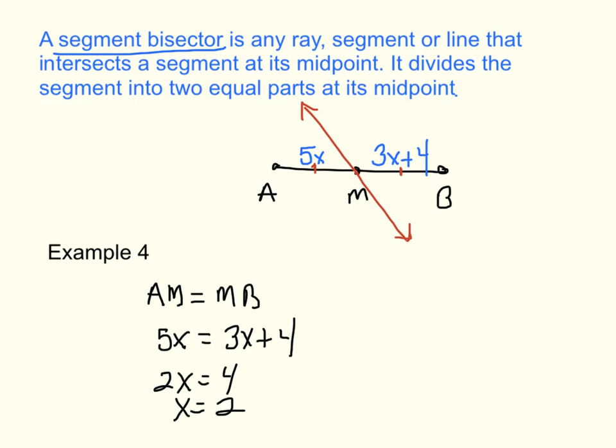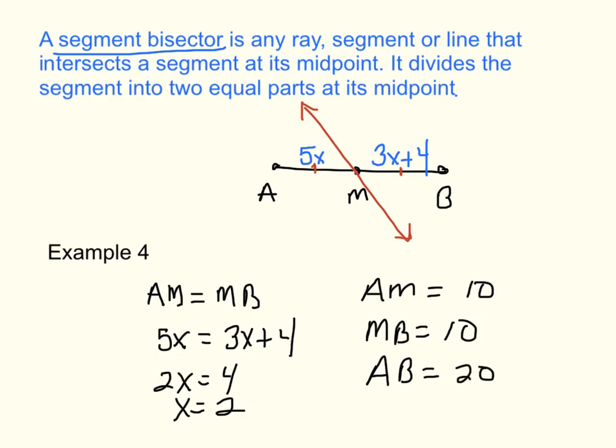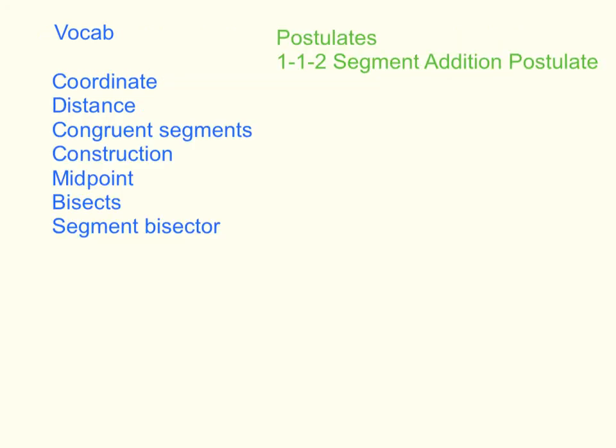Now, if I then asked you to find what is the length of AM, MB, and AB, you would take that 2 and plug it in. AM is 5x, so 5 times 2 is 10. We know MB has to be the same thing, and if you didn't, you could just plug it in and take 3 times 2 is 6, plus 4 is also 10. We know the length of the whole thing was double that, so it would be 20. So our answers would be a length of 10, a length of 10, and a length of 20. And as a review, here is your list of vocab and your list of postulates.